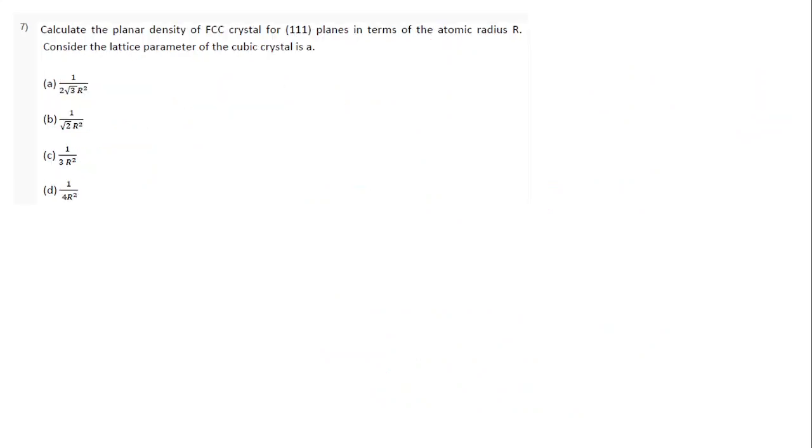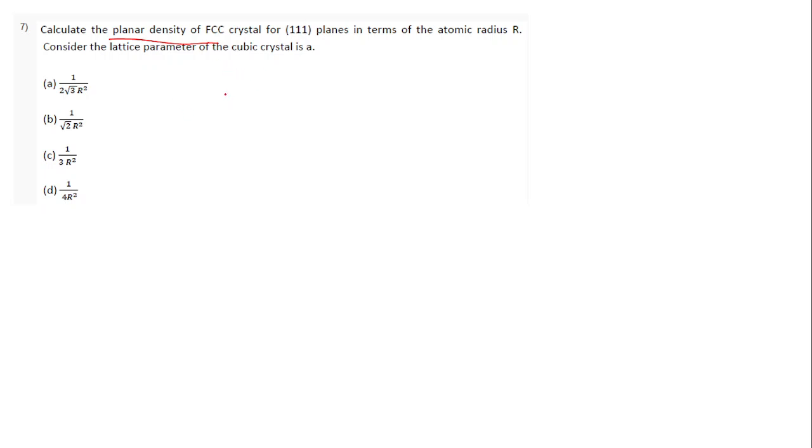Okay, now next, this is something different because here we have to find out the planar density. So the question is, calculate the planar density of FCC crystal for 111 planes in terms of atomic radius r. Consider lattice parameter of cubic crystal is A. So till now we were finding out the linear density, that how many atoms are there on that particular direction vector. Now we have to see how many atoms are there on that particular plane, which is 111 here.